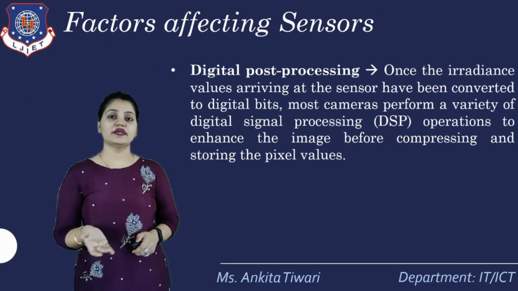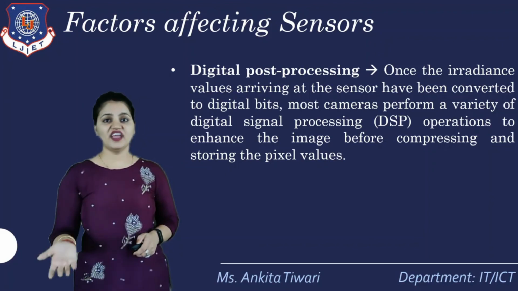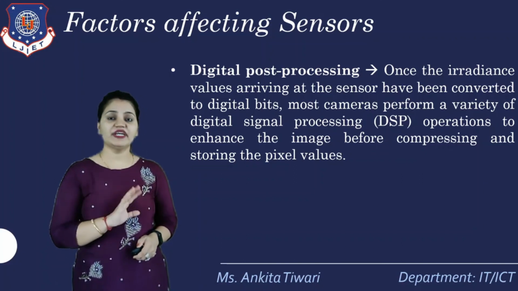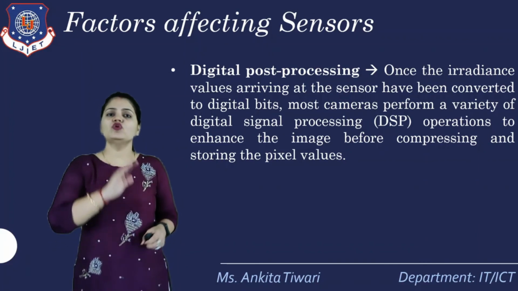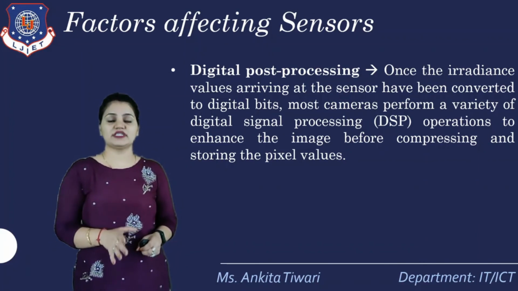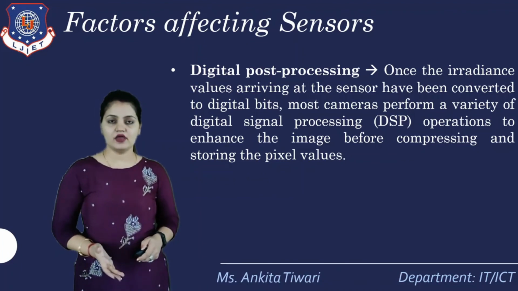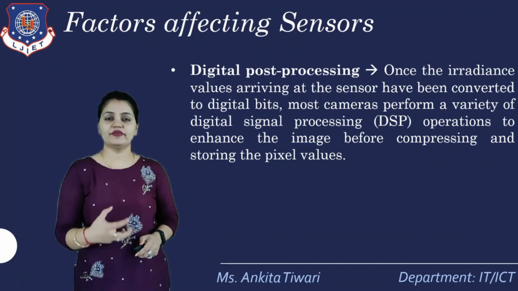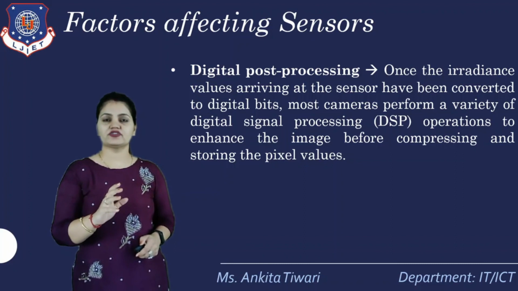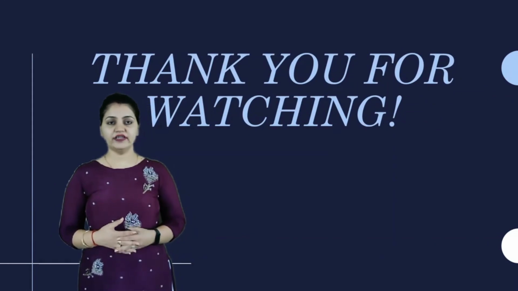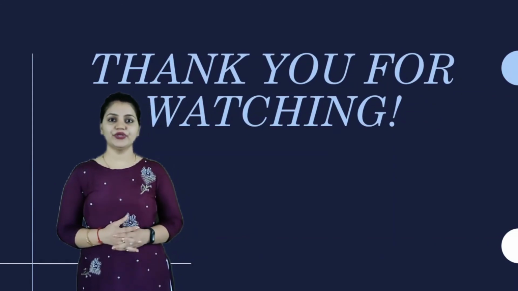Also, digital post processing is a factor. Once the irradiance values arriving at the sensor from the object have been converted to digital bits, most cameras perform a variety of digital signal processing (DSP) operations in order to enhance the image before compressing and storing the pixel values. The image should be analyzed and processed so that it is compressed very smoothly, easily and in good quality. These are the different factors we have, and we have done till here the cameras. Projections we will do in the next sessions.